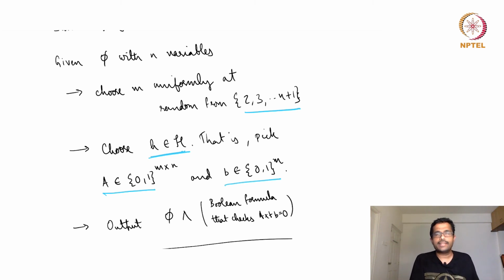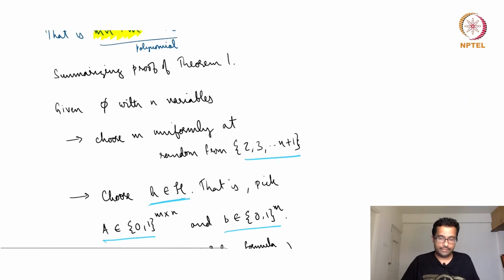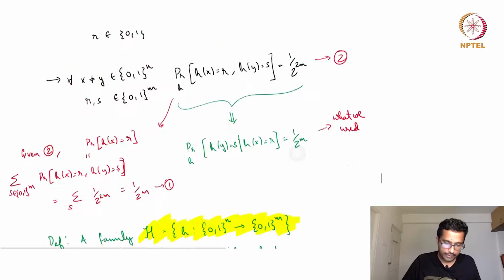We can write that as a Boolean formula, and we know that if phi is unsatisfiable, this entire thing will be unsatisfiable, and if phi is satisfiable, we saw that the probability of this formula having a unique satisfying assignment is at least 1 by 8n, which is what we claimed. This is the proof of theorem 1.